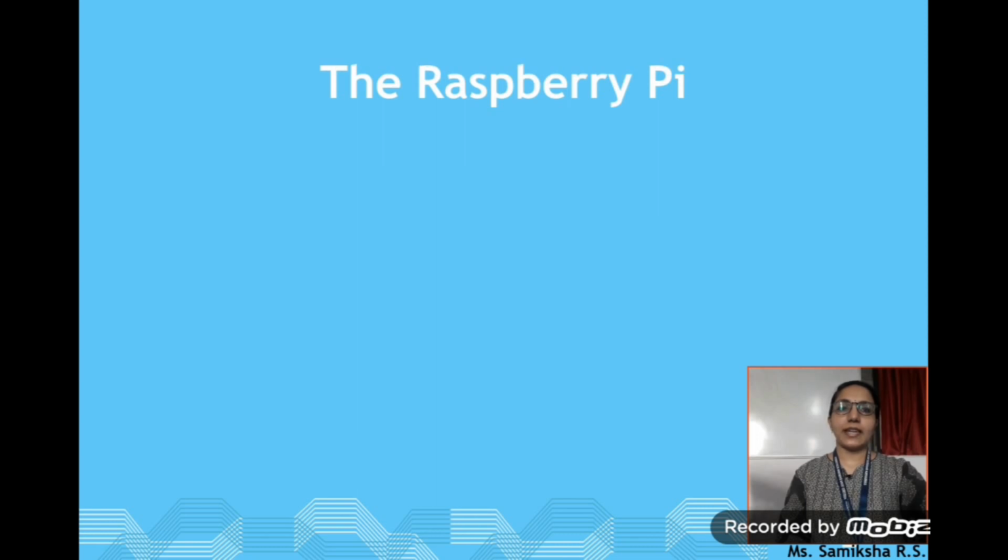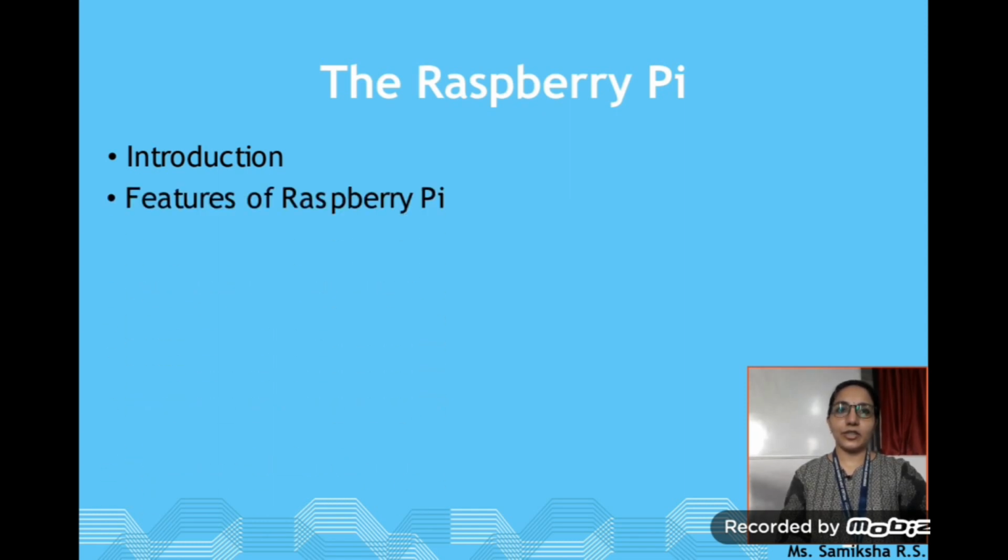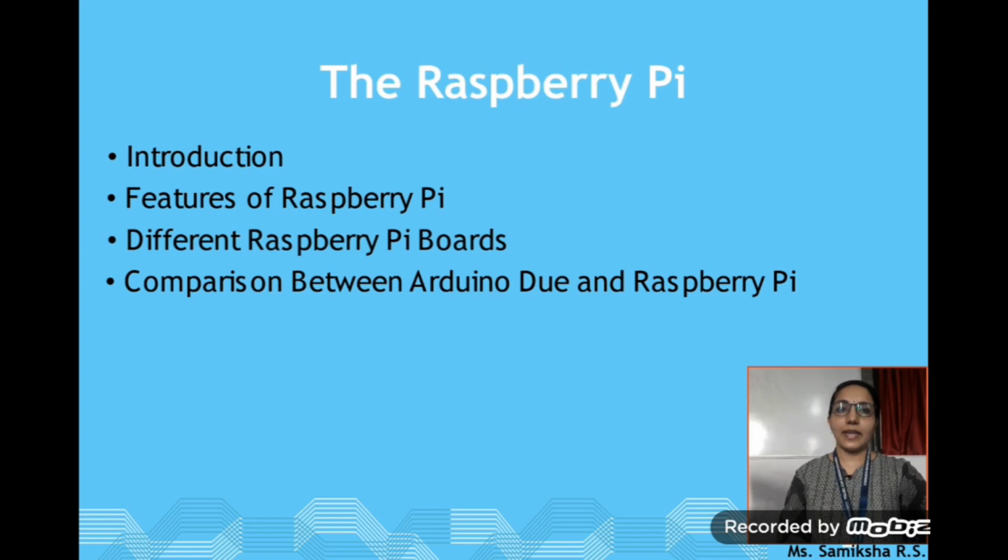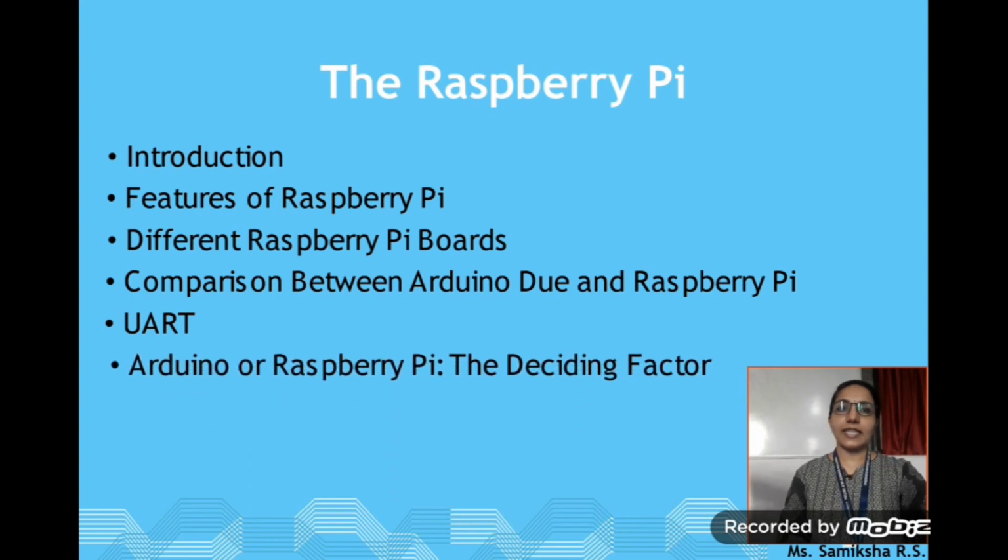So the objectives that we are going to cover in this lecture are the introduction about Raspberry Pi, the features of Raspberry Pi, different Raspberry Pi boards which are existing, comparison between Arduino Duo and Raspberry Pi, UART, the deciding factor about Arduino Duo or Raspberry Pi, and finally about few interesting cases and extension boards that fit with the Raspberry Pi community.